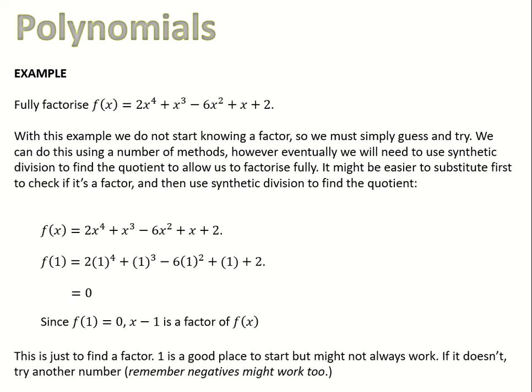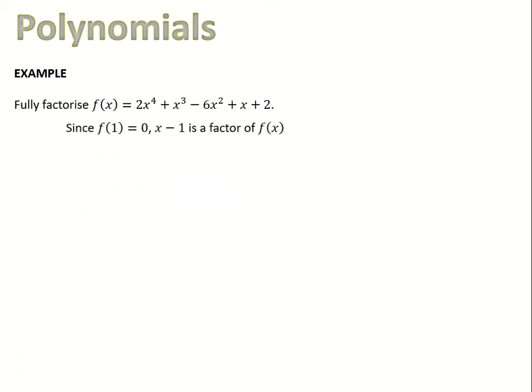Okay, so 1's a good place to start, but try minus 1 and then go on to 2, minus 2, and so on and so forth. Okay, it can be a bit convoluted, but hopefully one of the lower numbers should get you there. Once you've got that stage, then obviously you can use that with your table. So start again with all the coefficients: 2, 1, minus 6, 1, and 2.